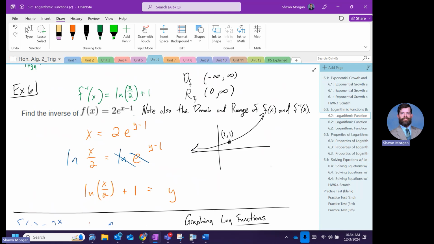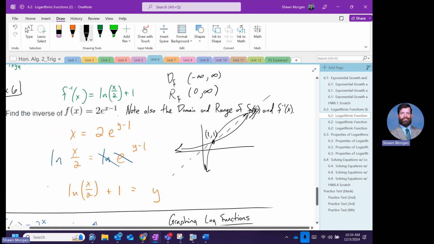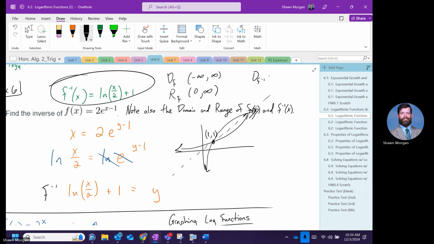Now, talk to me about what the graph would look like. Its domain and range would be switched. So our inverse function, it's down here. We'll call this F inverse. Or I've got it listed here in green. Its domain would be from 0 to infinity, and its range would be all real numbers.